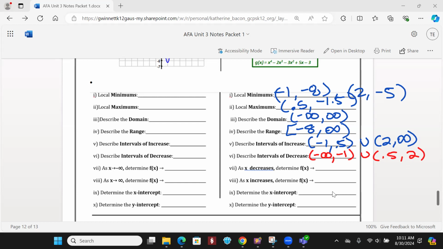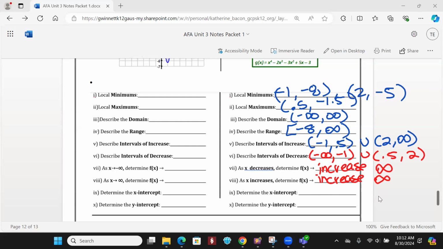Say it again. Sorry. We want to use the x values because you're telling me when it goes up and when it goes down. Yep. All right. Now, as x decreases, what's happening to our y values? They're increasing, or also known as going to infinity. Those are the same thing. As x increases, it's still increasing, and it's going to infinity.